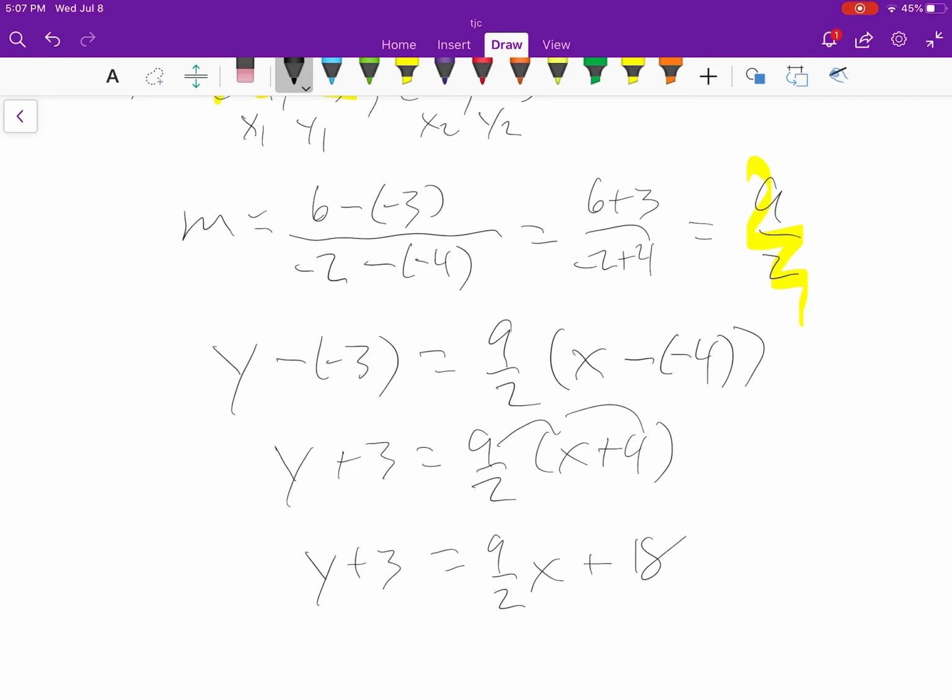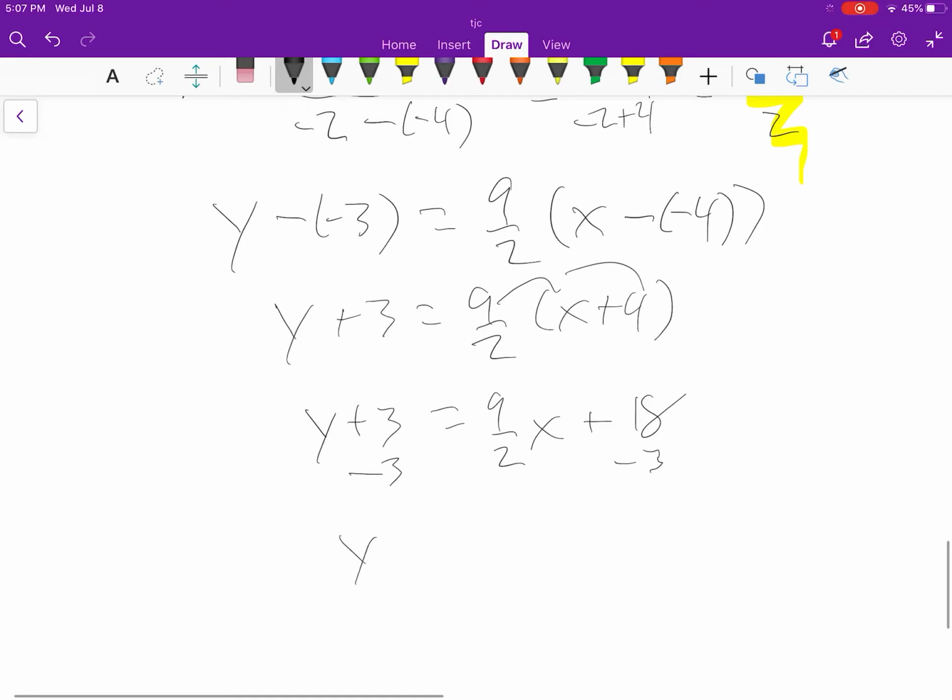Okay, 9/2 times 4 is 18. Now we subtract 3 from both sides. And we get our final answer, y equals 9/2 x plus 15. So that is find the equation of the line given 2 points.